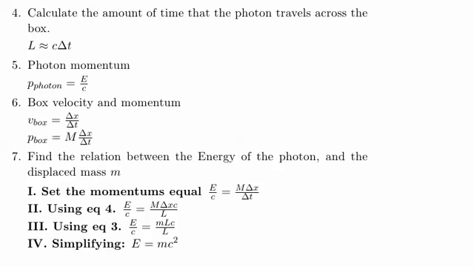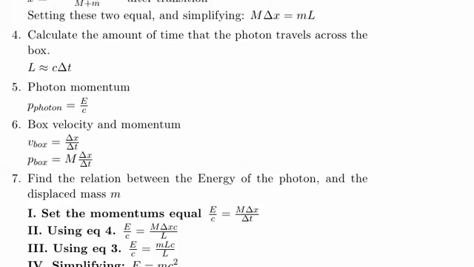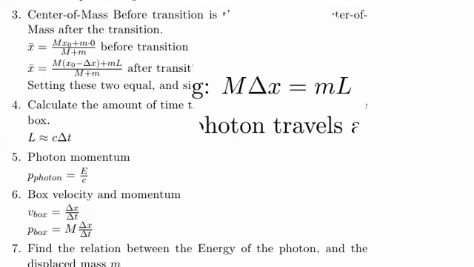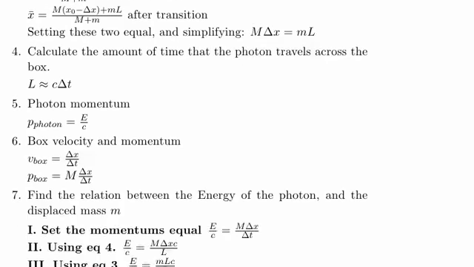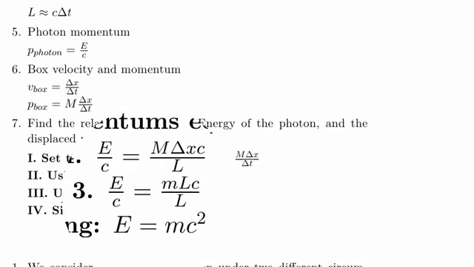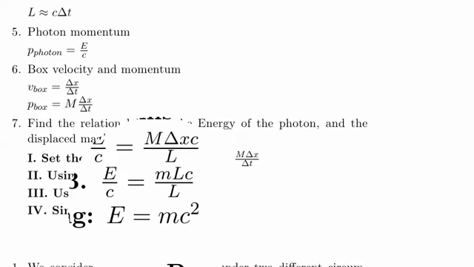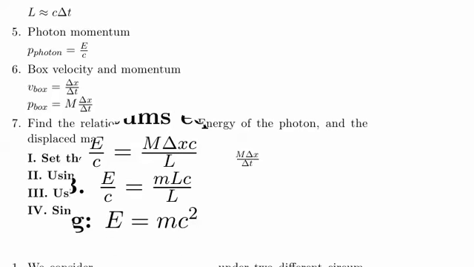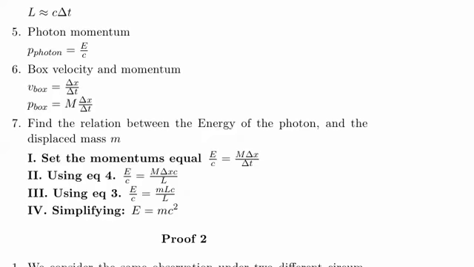And then we use equation 3, this one here, M delta x equals mL, and we solve that there, and this simplifies down, cancel out the L's and move the c over to the other side, and we get E equals mc squared.